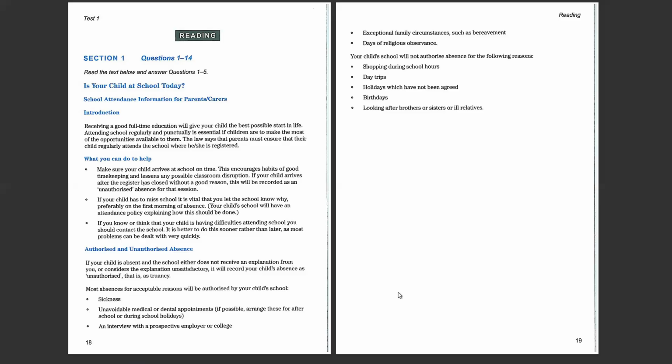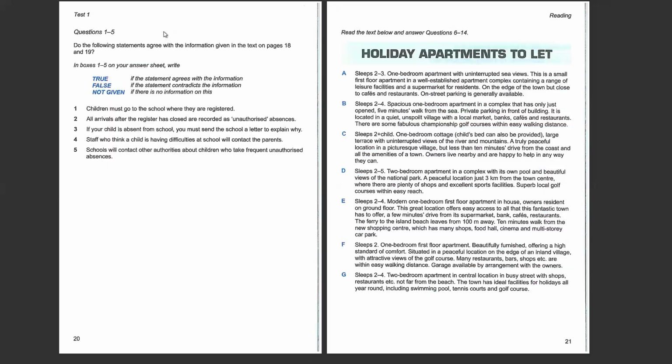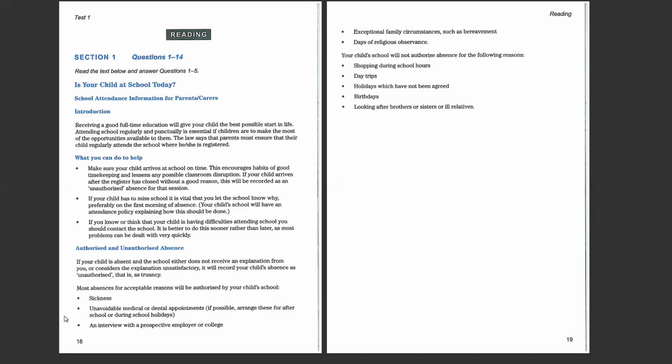Today we are going to solve section 1 of the IELTS reading test. This is for the general pattern. So we are going to solve the first 14 questions as you all can see here. And then in the next video, we will start with section 2. Okay, let me change the pen color. Fine. So here we are going to start with section 1. As all of you can see, section 1, is your child at school today? We are going to do the first 5 questions of section 1. Without any further delay, let's go and see the questions and we'll start solving.